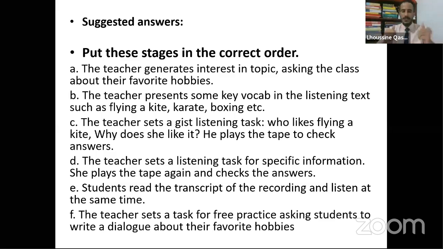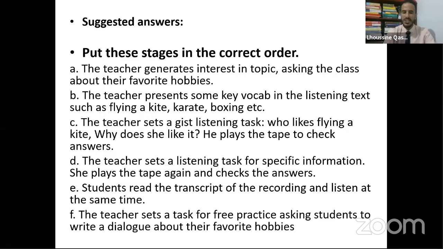B, the teacher presents some key vocab: flying a kite, playing or doing karate, or swimming, or going swimming, or to go swimming, etc. These are vocab about the listening. C, the teacher sets a just listening task. This is the while listening. Who likes flying a kite? Why does she like it? Which means that she is in the text, in the tape. The teacher plays the tape to check answers.